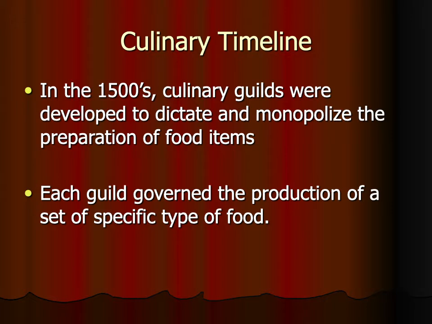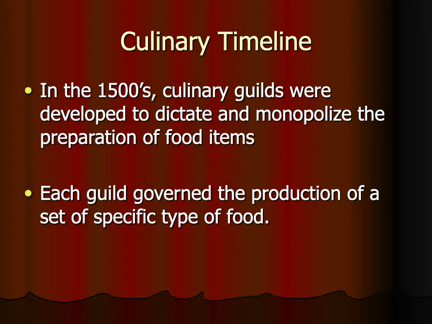Then they started to look at culinary guilds, and culinary guilds were formed in exactly the same way. You would have a baker's guild, so if you wanted bread, you would go to the baker's guild. If you wanted pies, you would go to the pie maker's guild. Butcher's guild, all of those things. So they were joining together, like tradesmen joining together to monopolize, so that you would have to go there to buy.